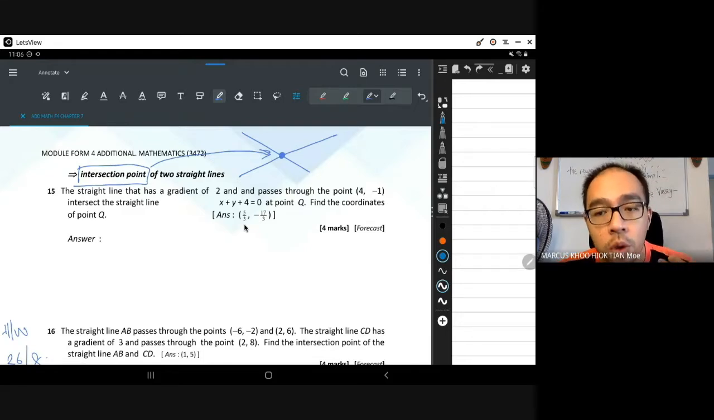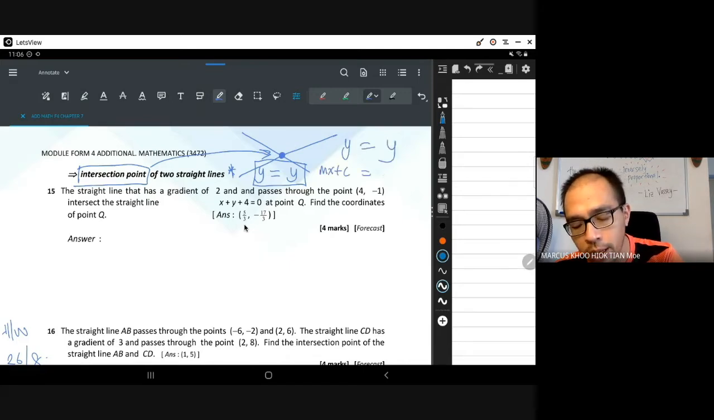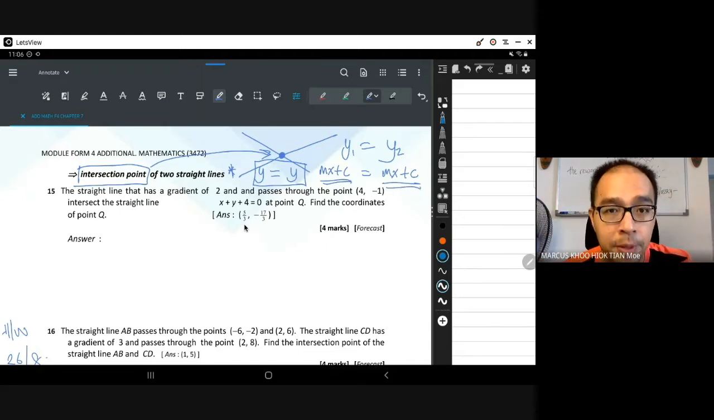If you have your modules with you, I want you to put a star over here and write that the strategy to do this is y equals to y. This is the strategy that we're going to use. When I say y, I mean mx plus c equals to the other mx plus c. So y1 equals to y2. The two mx plus c's must be the same. Then we will do the intersection.